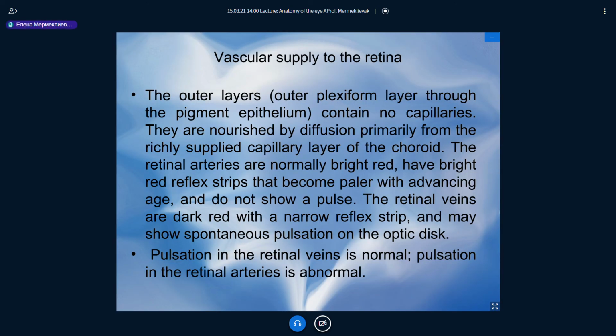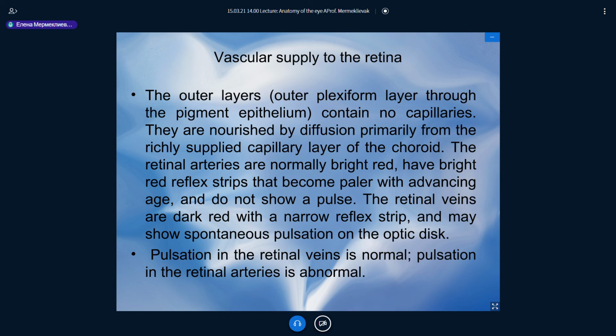The outer layers from the outer plexiform layer through the pigment epithelium contain no capillaries. They are nourished by diffusion primarily from the richly supplied capillary layers of the choroid. The retinal arteries are normally bright red, have bright red reflex strips that become paler with advancing age, and do not show a pulse.